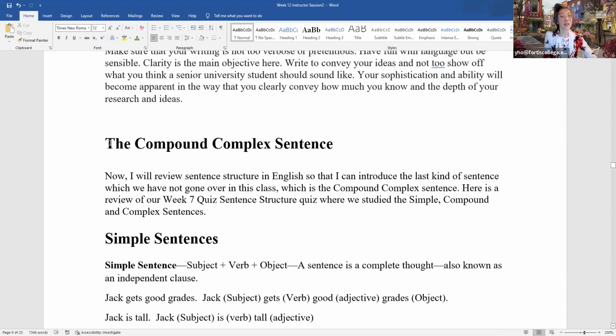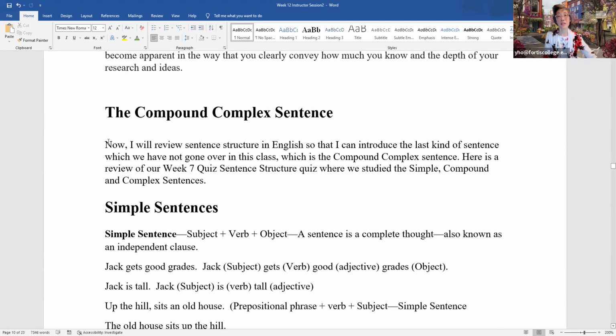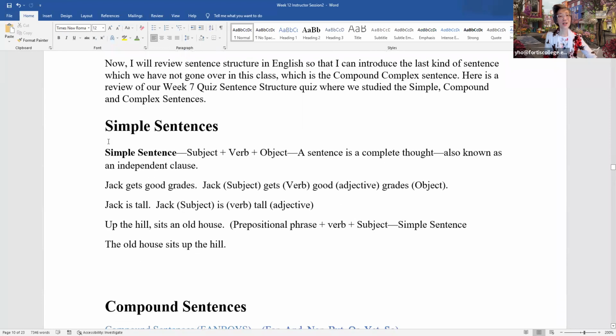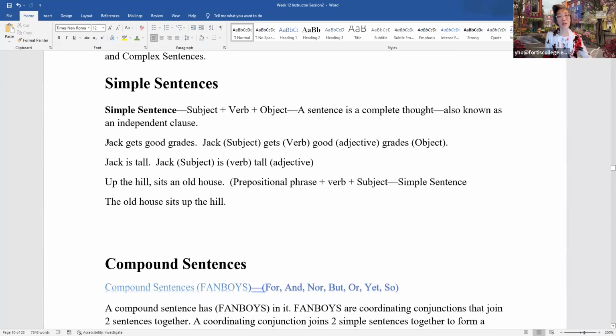Okay, so the last kind of sentence is the compound complex sentence. So far we went over what is a simple sentence, what is a compound sentence, and what is a complex sentence. Here I'm going to go over very quickly. This is your week 7 quiz prep, in case you're wondering. That's why it looks familiar. So here, simple sentence: subject plus verb plus object. A simple sentence is a complete thought, also known as an independent clause.